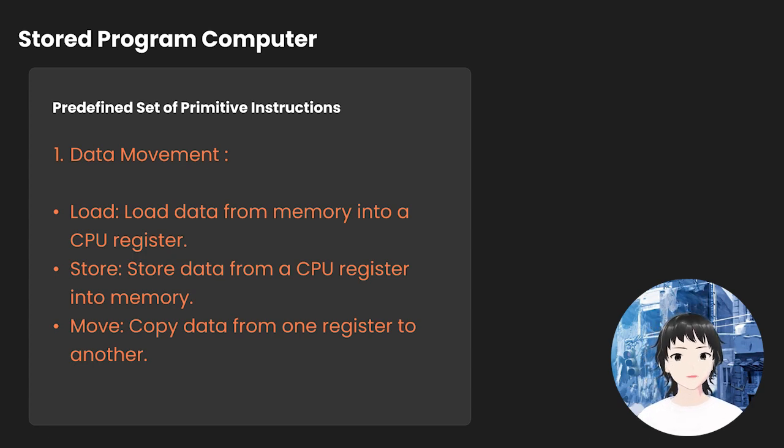The primitive instructions are the predefined set of instructions in a stored program computer. So the first one you can see is data movement. It's like load, store, and move. Load basically loads data from the memory into the CPU register. Store stores data from the CPU register into the memory, which is just the reverse of load. Move is like copying data from one register to another.